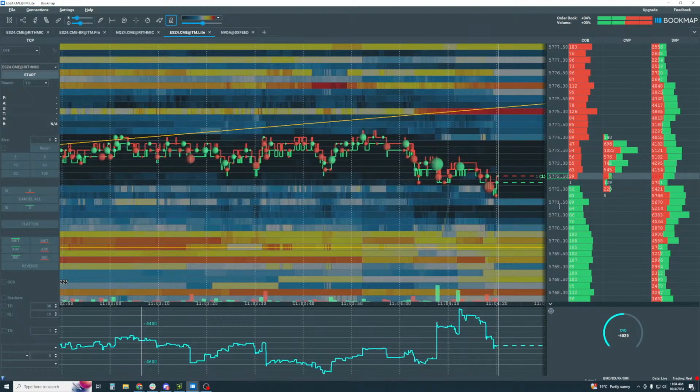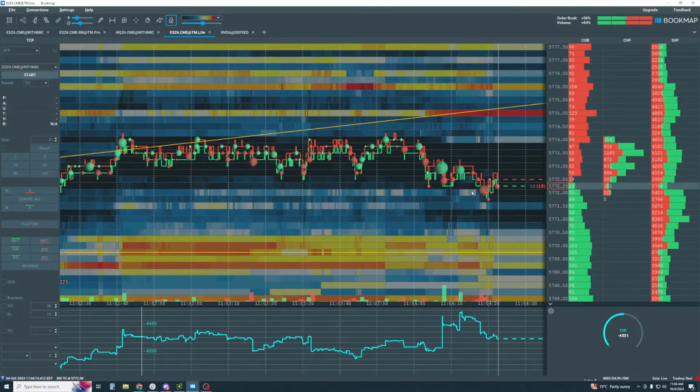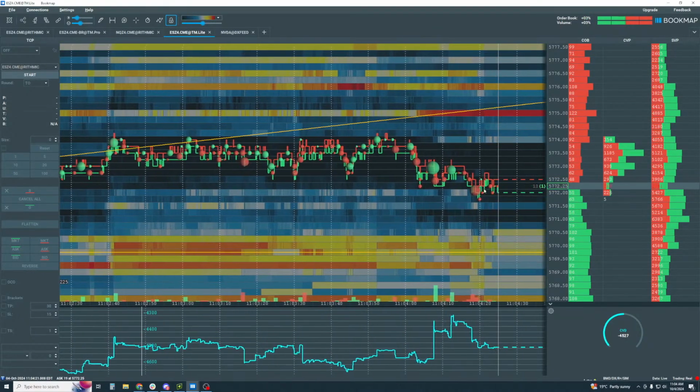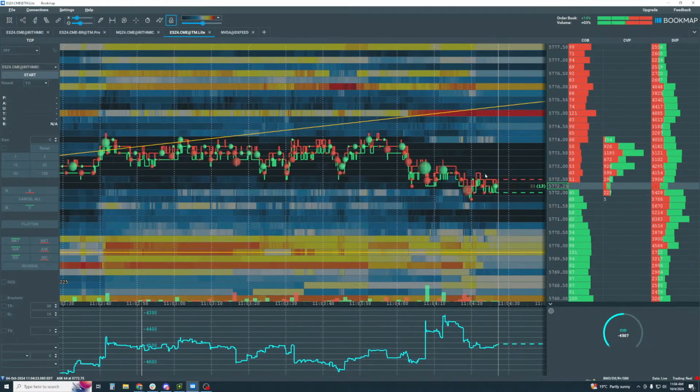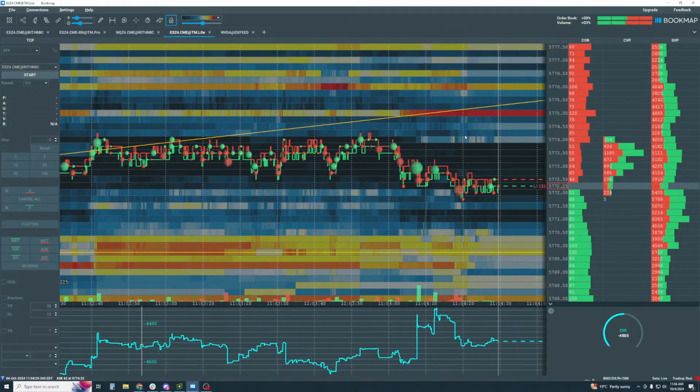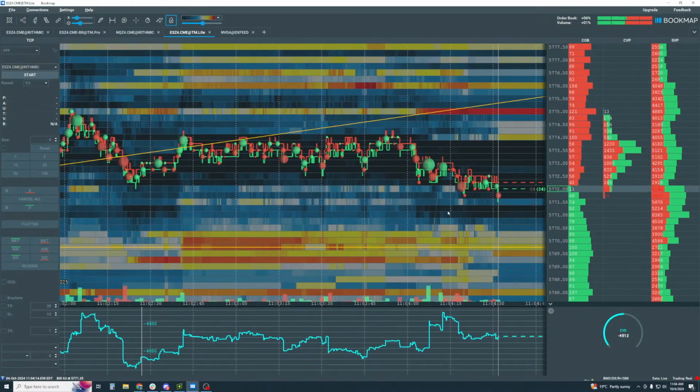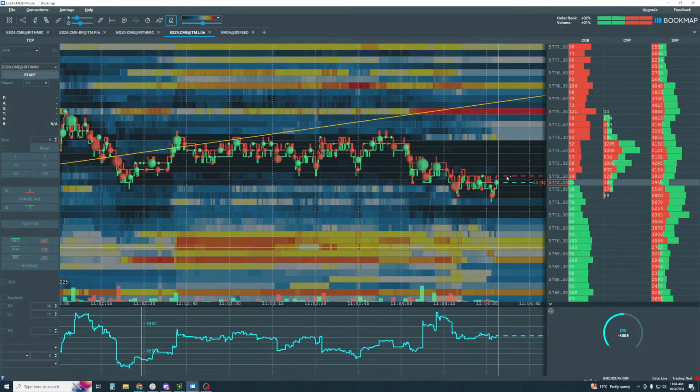Okay, that just transacted. Okay, this is getting interesting. So now we would anticipate a pullback, and let's see if we can get not only a pullback, but a move back to the top of the range here at 74. Okay, and then maybe we can get our buyers here. All right, let's see it here.